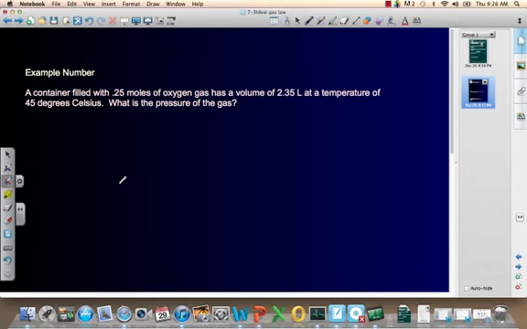First of all, notice that nothing in this problem is actually changing. That's why we do not use the P1 times V1 over T1 equals P2 times V2 over T2. We're not using the combined gas law here. Nothing is changing. Since nothing is changing, we're going to be using PV is equal to nRT. Okay, this is the equation we use if we are just trying to figure out what one of the variables is. If something is changing, then you're going to be using the other equation.